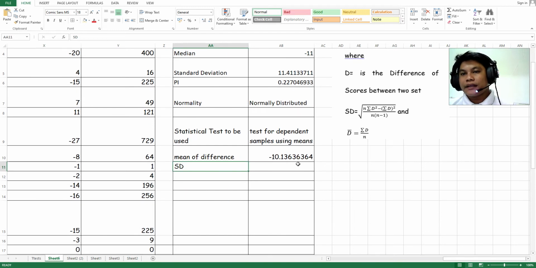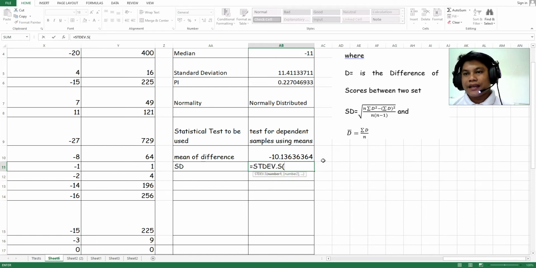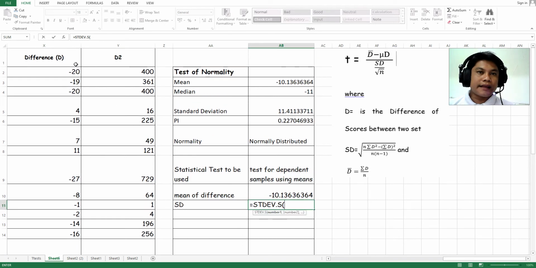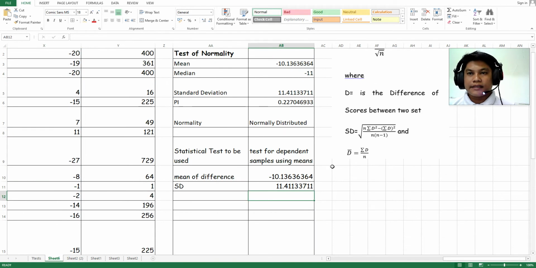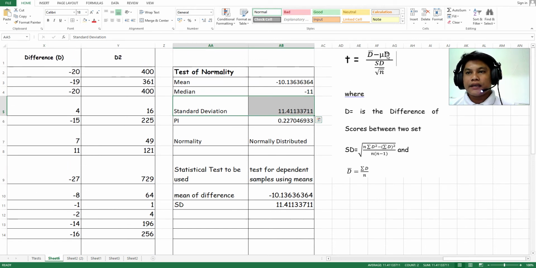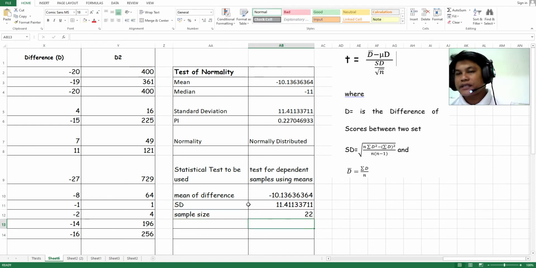And then what we need now is the SD. So again, that is standard deviation, STDEV.S. So you can also do that manually. However, we can use the shortcut command in Excel. So STDEV.S, then highlight again. Okay. And this is now the standard deviation. I think we have here already in the test of normality, but we are using what is needed in the formula. Okay. So our N, the sample size, if you notice, we have 22 students, so we can write that 22. That's our sample size.